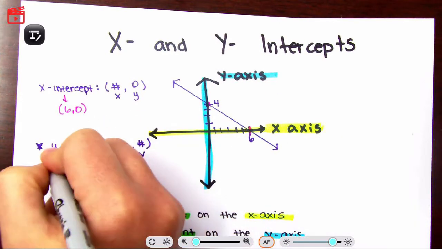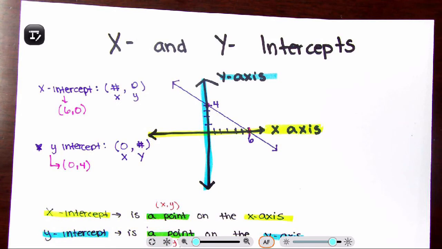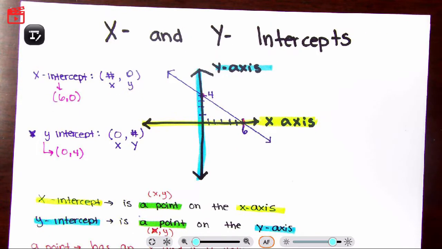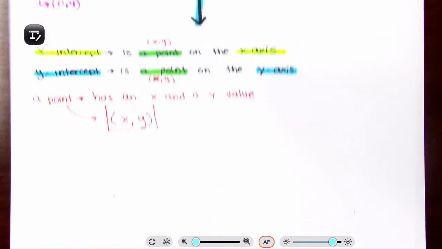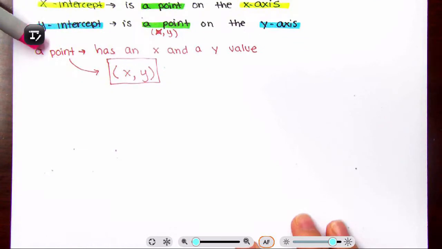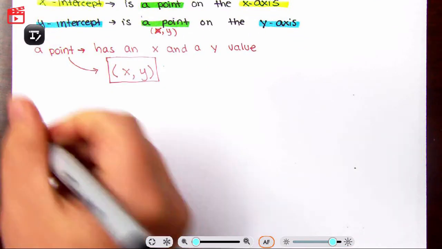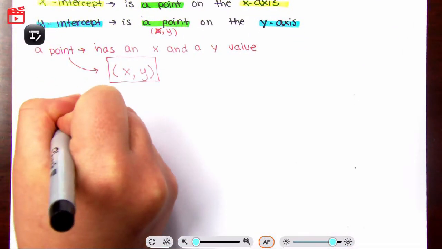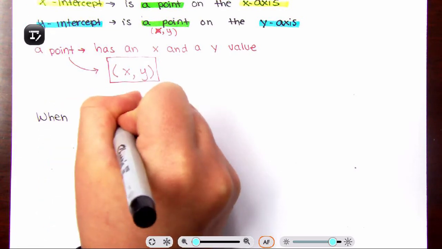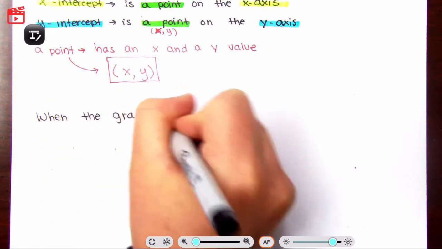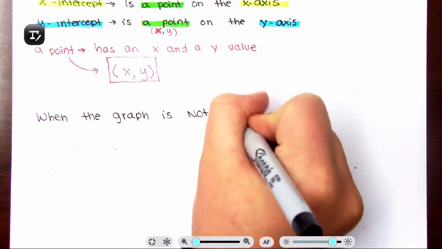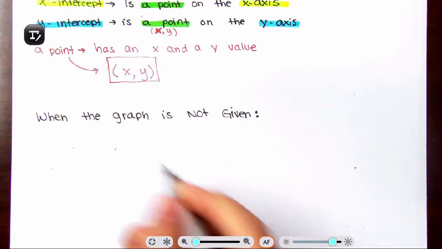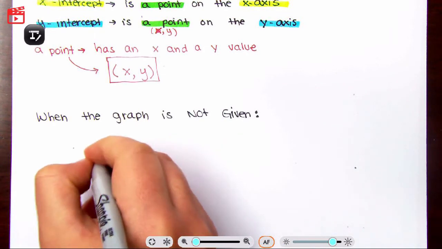So what is the X-intercept? 6, 0. What is your Y-intercept? 0, 4. Now, there are other ways to find the X-intercept and Y-intercept. Let's say the graph is not given, and instead you have an equation.